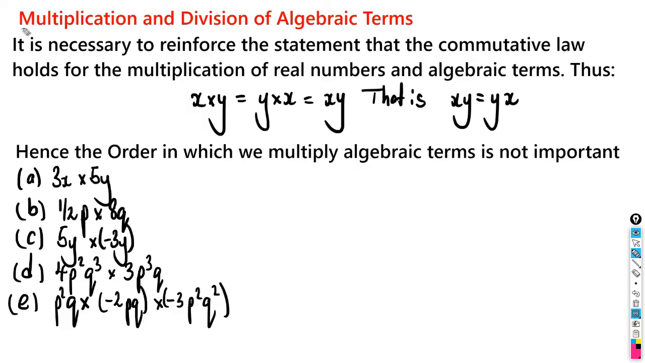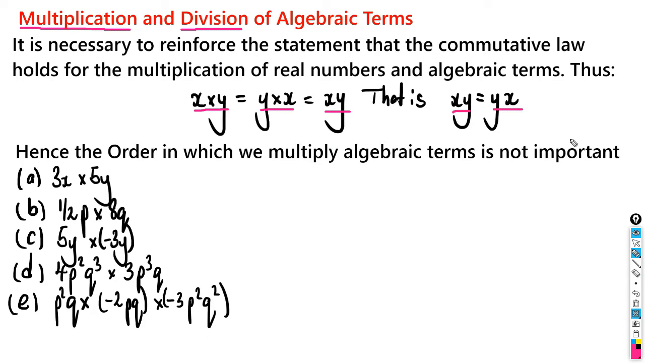Hey guys, what's up? So now we're going to be looking at multiplication and division of algebraic terms, and it is necessary to reinforce the statement that the commutative law holds for the multiplication of real numbers and algebraic terms. Thus, x times y is equal to y times x, which is equal to xy. That is, xy is equal to yx.